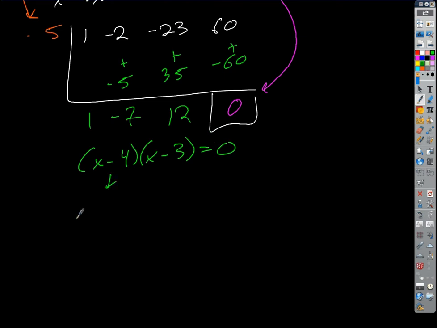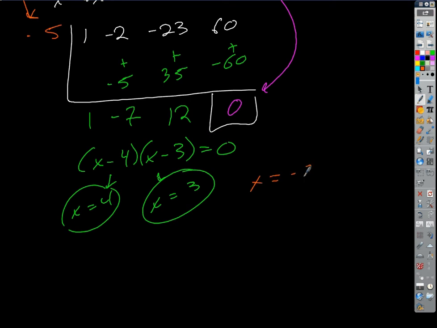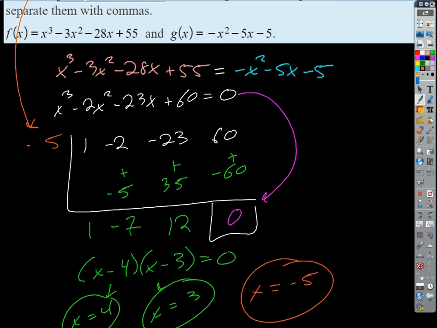X equals 4, or x equals 3, or we already had x equals negative 5, right? So all I would have to do is just plug each of those into one of those functions to find the y values, then we got the ordered pairs, right? Okay? All right, last thing.